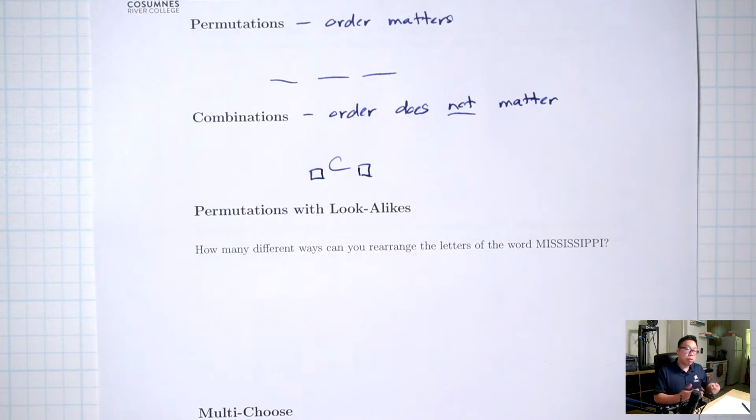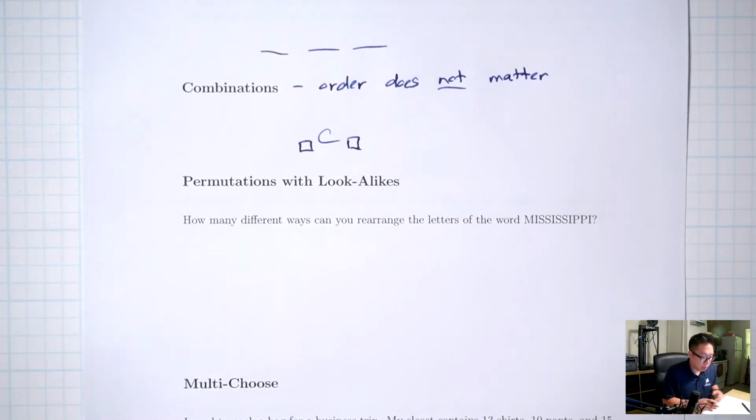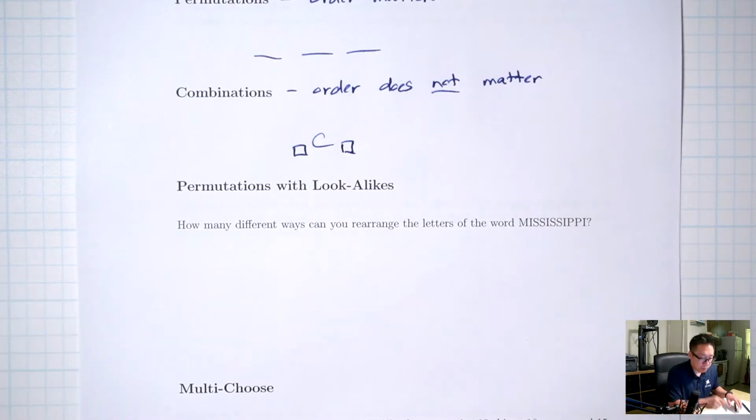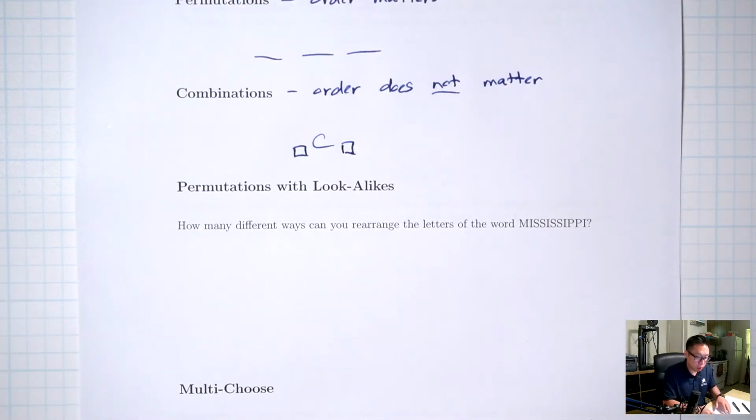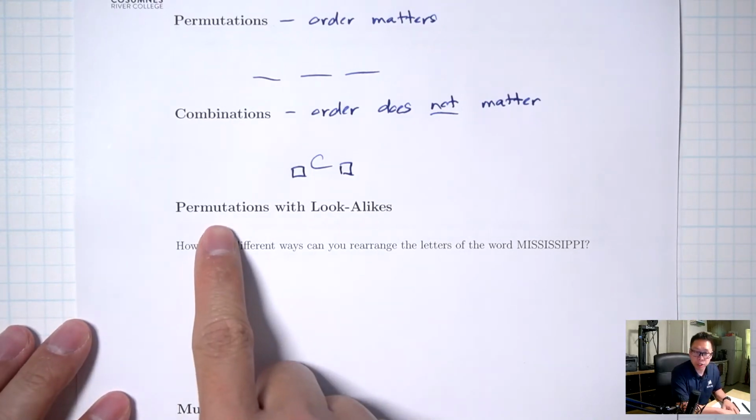Today, I'm going to add 2 new situations. The first one is called permutations with lookalikes. The situation here is how many different ways can you rearrange the letters of the word Mississippi. So we're talking about rearrangement. If I swap, say, the M and the I, I get something different. So the order here does matter, which is why it's called a permutation.